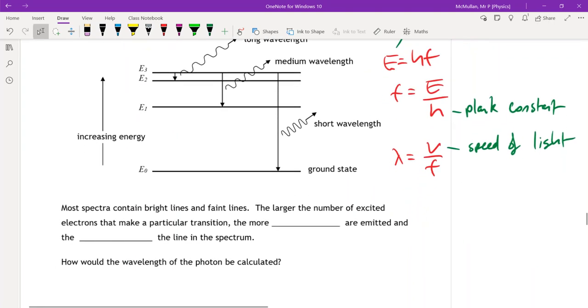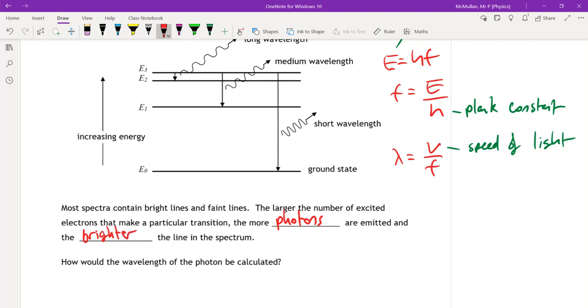Most spectra contain bright lines and faint lines. The larger the number of excited electrons that make a transition, so you could have millions of electrons making these transitions at a time, and that colour appears really bright in your vision. We just talk about one at a time because that's simplifying it so we can understand the theory. So the more electrons that go up and down energy levels, the more photons are emitted, and the brighter the line in the spectrum.